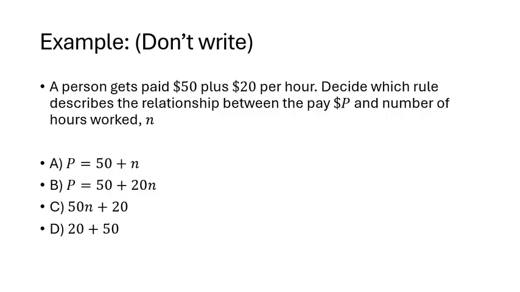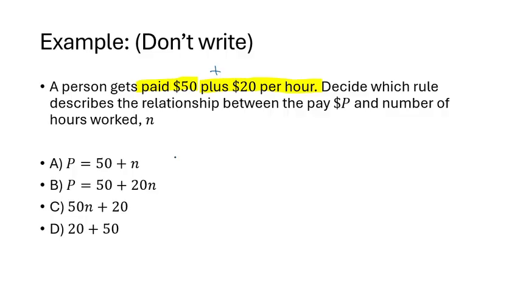So you don't need to write this, you just need to read it and then answer the question. So a person gets paid $50 plus $20 per hour. Decide which rule describes the relationship between the pay, P, and the number of hours worked. Okay, so he gets paid $50 plus $20 per hour. The word plus here means adding, so it's going to be 50 plus something.